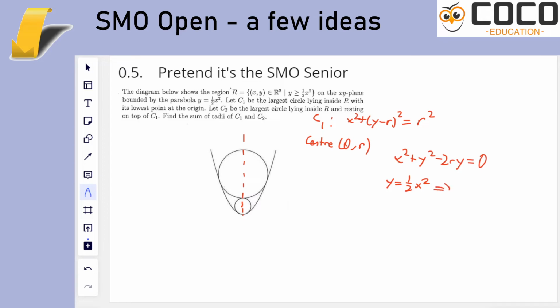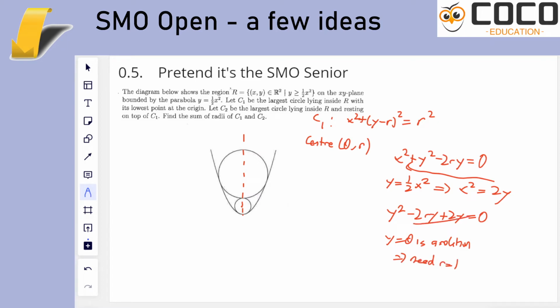And maybe it is easier to let x squared be 2y and put it into here. So you want to make sure that this only has one solution. We can use the discriminant, but in this case you realize that the y squared minus 2ry plus 2y already has the solution y equals to 0. So the only way that that would be the only solution is that this simply becomes y squared equals to 0. So we need r to be equal to 1 so that the back part cancels out.